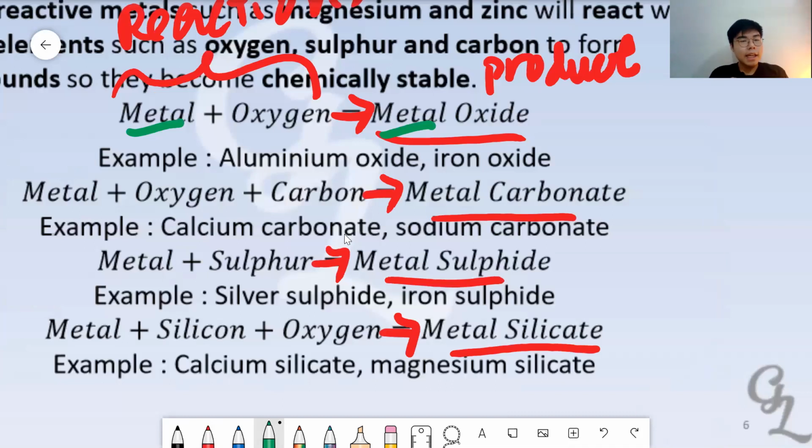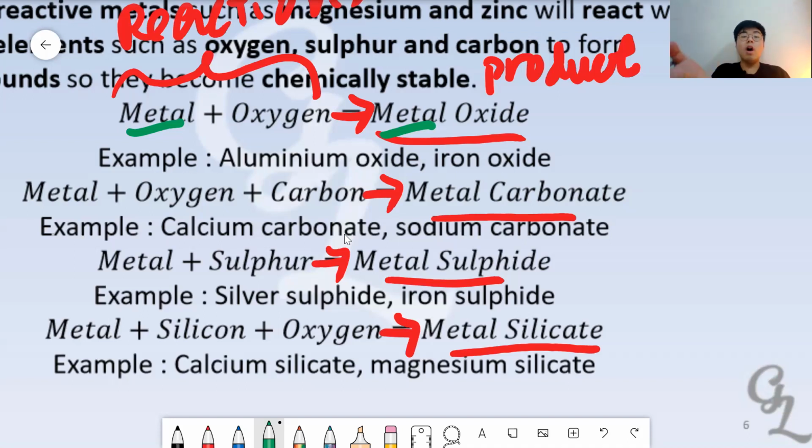And they ask for iron, iron plus oxygen, iron oxide. When they ask for copper, copper plus oxygen, copper 2 oxide. When they ask for lead, lead plus oxygen, lead oxide. When they ask for tin, tin plus oxygen, tin oxide. When they ask for sodium, sodium plus oxygen, sodium oxide. What else? Magnesium, magnesium plus oxygen, magnesium oxide.